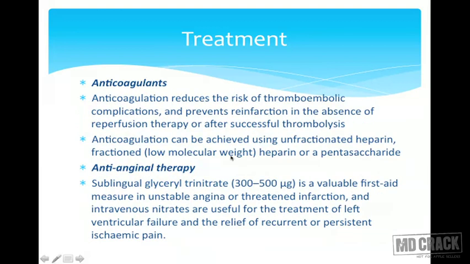Anticoagulants. Anticoagulation reduces the risk of thromboembolic complications and prevents reinfarction in absence of reperfusion therapy or after successful thrombolysis. Anticoagulation can be achieved using unfractionated heparin, fractionated or low molecular weight heparin, or a pentasaccharide. Anti-anginal therapy. Sublingual glyceryl trinitrate is a valuable first aid measure in unstable angina or threatened infarction, and intravenous nitrates are useful for treatment of left ventricular failure and relief of recurrent or persistent ischemic chest pain.